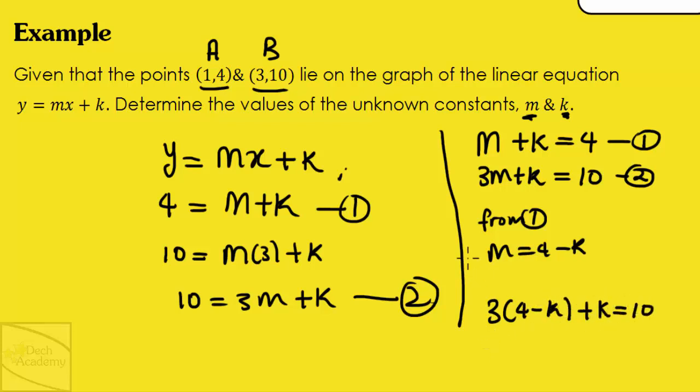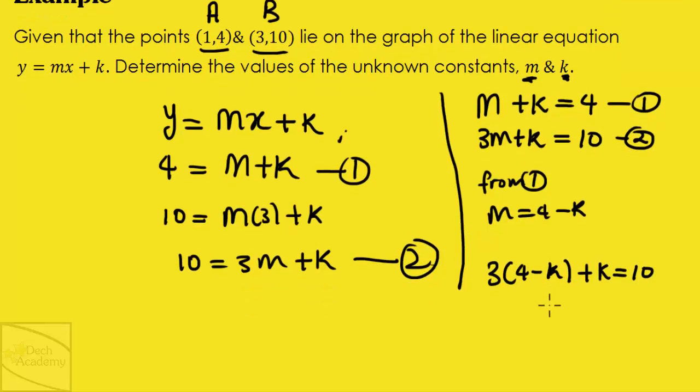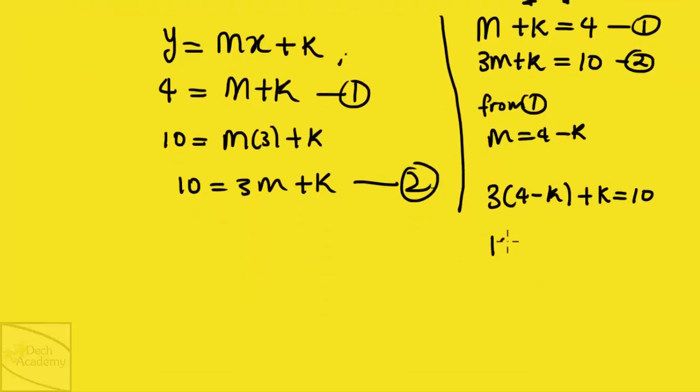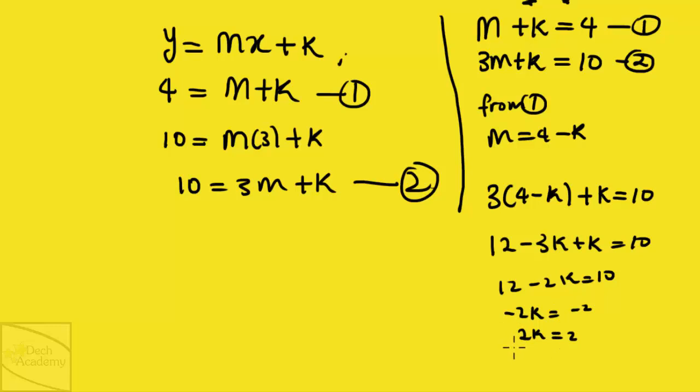Simplifying this gives 12 minus 3k plus k equals 10. This gives 12 minus 2k equals 10. This gives minus 2k equals 10 minus 12, which is minus 2. So I just subtracted 12 from both sides. And this gives 2k equals 2 if you multiply through by minus 1. And this gives k equals 1.